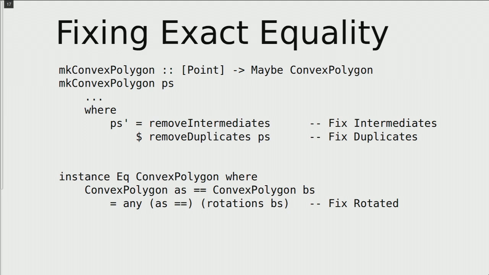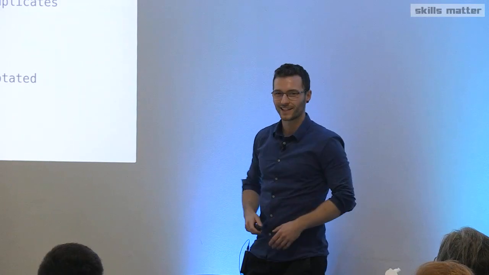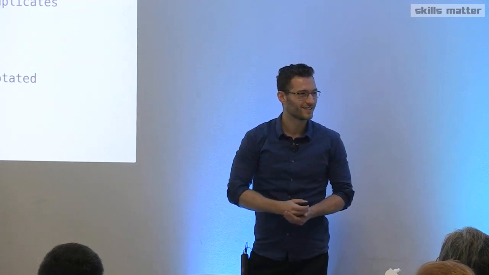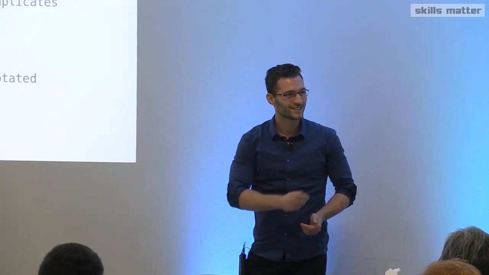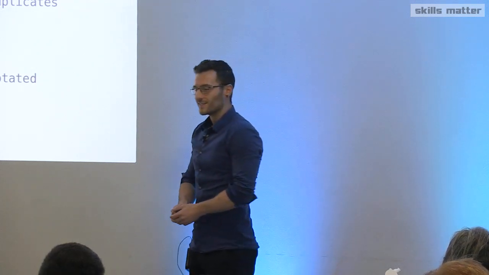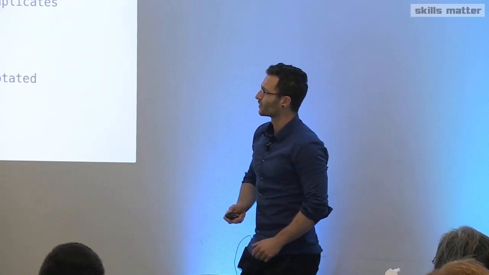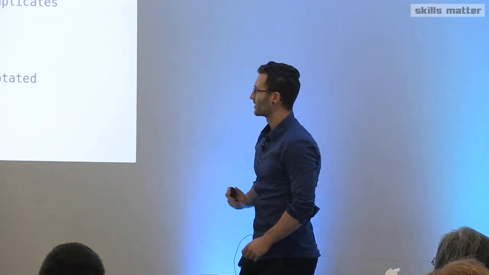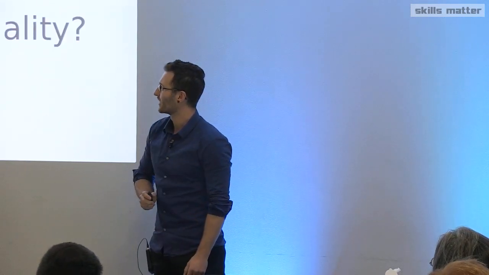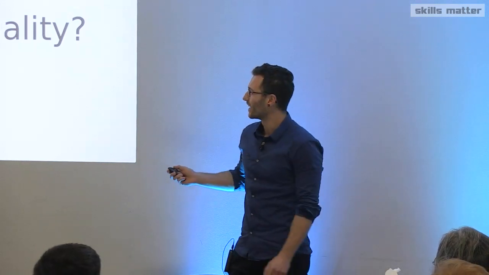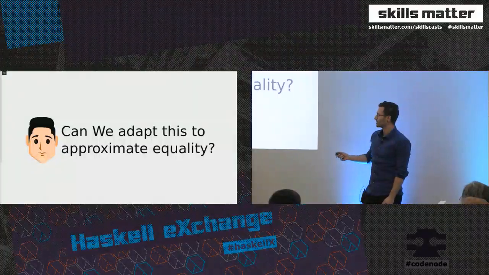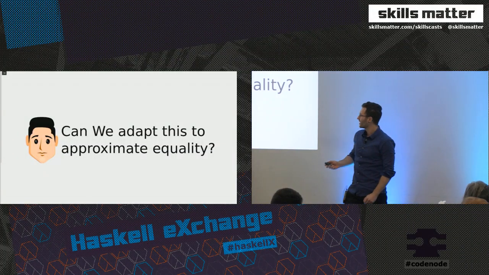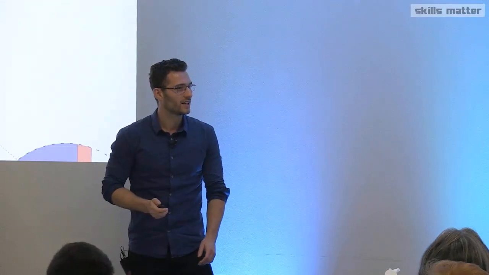Okay, and is anyone sort of confident that this is correct? Can I see hands for people that are confident? No one, okay. I'm actually fairly sure that this is correct, but I'm kind of scared to say it because I'm not really sure. But let's assume that it's correct and say, hey, can we adapt this for approximate equality now? Is there an easy way to do that?